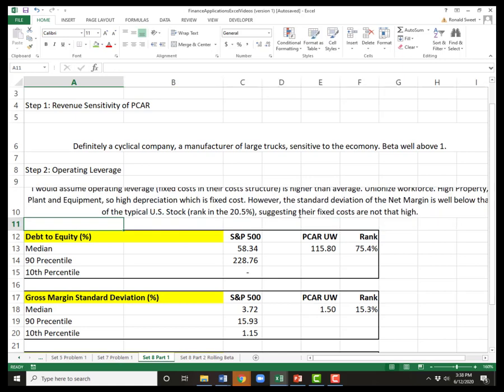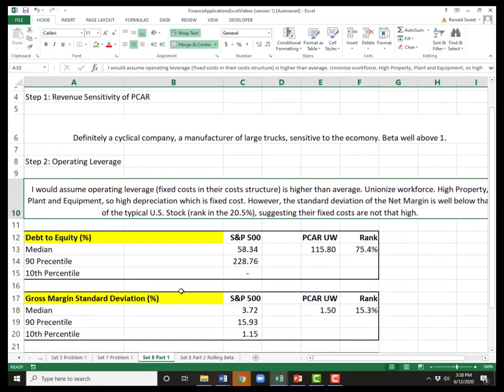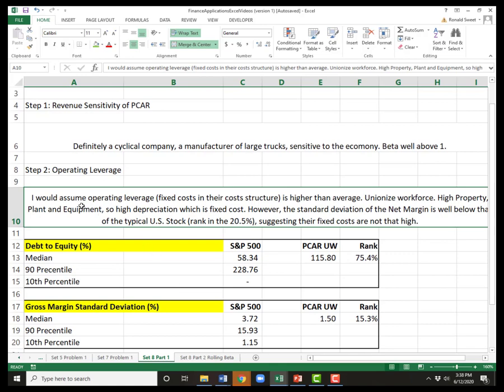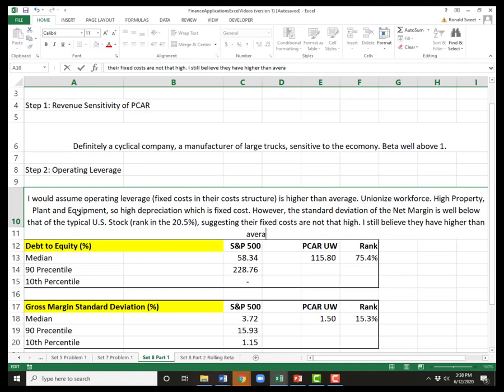So my intuition is very different than what their numbers show. What do you do with that? You'll just have to say, what do you go with? Your intuition or what the numbers show? So I'm going to say, I still believe they have higher than average fixed cost, but we'll temper it somewhat given how stable their net margins are. All right, so some way to kind of bring all that together.